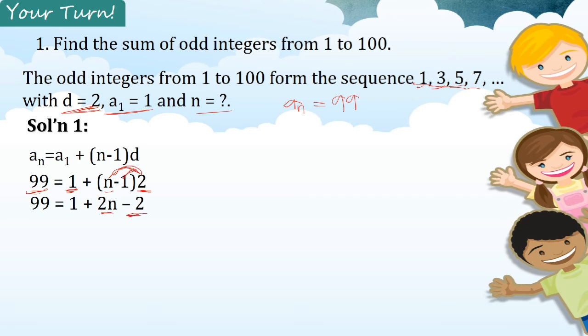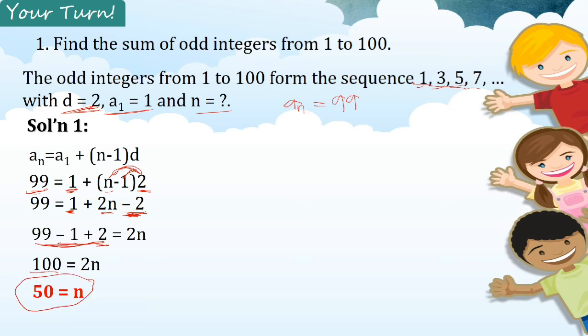And then transpose positive 1 to negative 1, and from negative 2 to positive 2. Simplify. This is 100 and then 2n. Divide both sides by 2. Then n is 50. But in this problem class, no need to, this is just so you can see the process of how we got n. But in this problem, it's obvious that it's 50, there are 50 odd integers from 1 to 100.